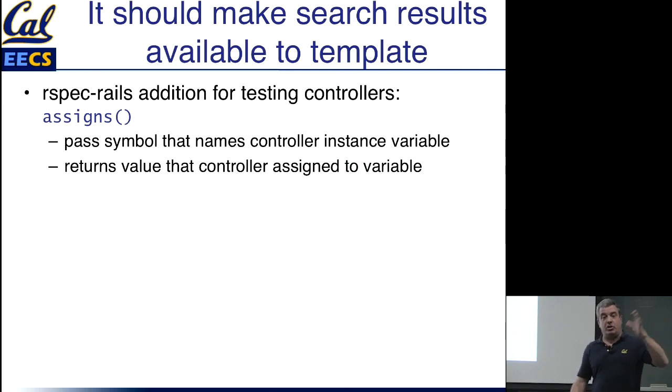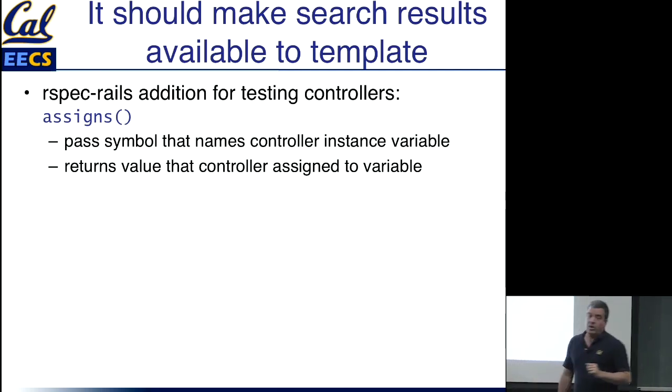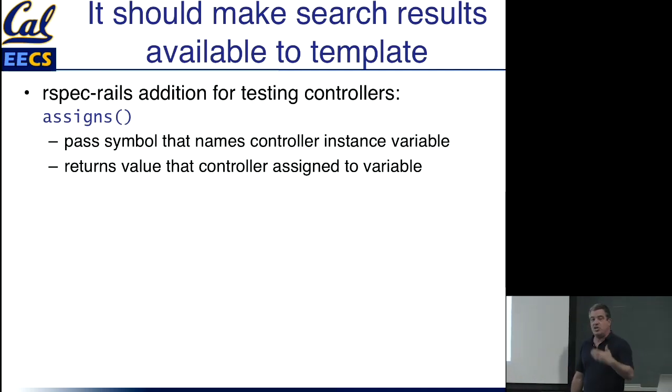So remember that the controller instance variables are the ones that become available in the view so that you can incorporate them into the view. So basically what we want to do is not just check if the controller action is calling find in TMDB, but it's setting some variable that the view will actually be able to get to.